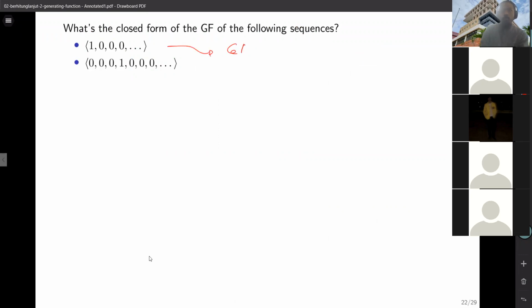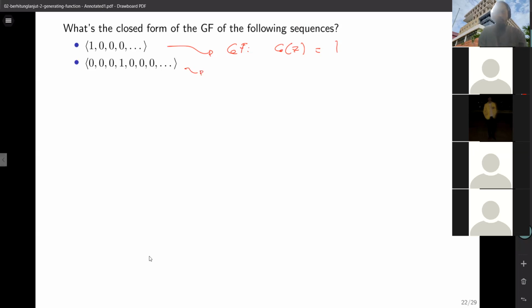The generating function, let's call it G(z), is what? What do you think? Can you guess? What is G(z)? This is very easy. 1. Correct. Thank you, Matthew. And that's it, right? This is already in a closed form.